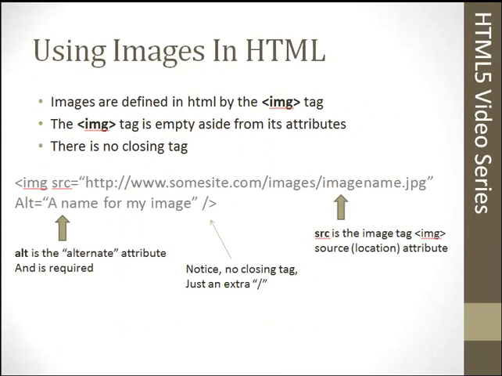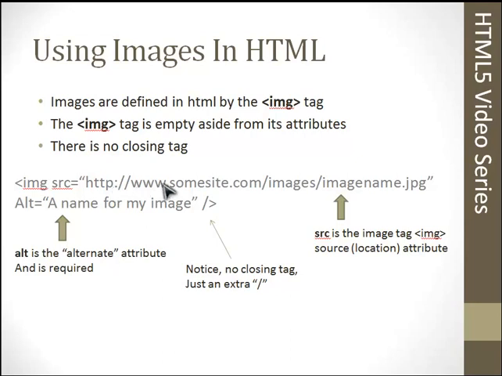So images on an HTML page are defined by the image tag, the img tag. And as we talked about in the last slide, the image tag is empty aside from its attributes. There's no content in between, and there's no ending tag. It's strictly just the img with the attributes. And the most important attribute which is needed is the source attribute, which is abbreviated src. And what this does is it points to the physical location of the image you want to display.